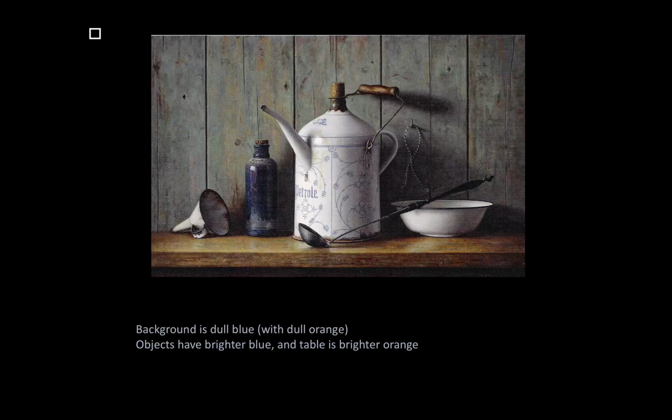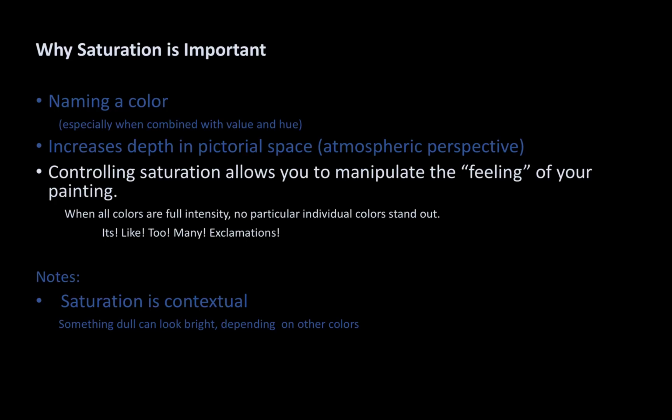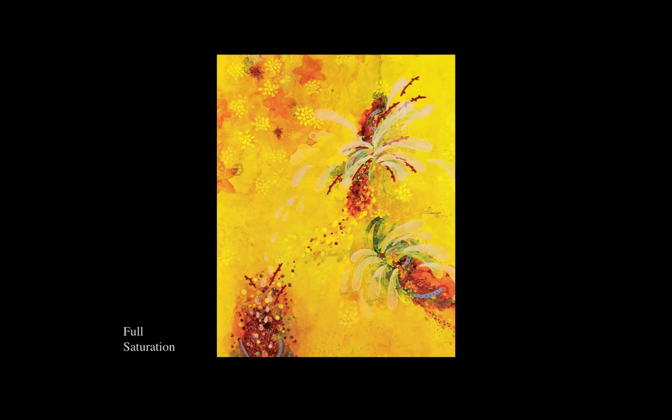So you can see the dull blues and browns in that background wall make it so that the brighter blues in the bottles and the jars and the orange of that wood shelf pop much farther forward. Controlling saturation can change how your painting feels. Full saturation screams at the viewer at full volume. This painting was probably made with color straight out of the tube. Because of that, it's vibrant and energetic, and it feels like fireworks exploding, even though they're plant-like forms.